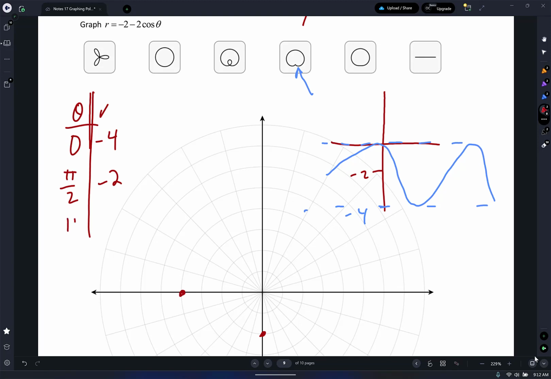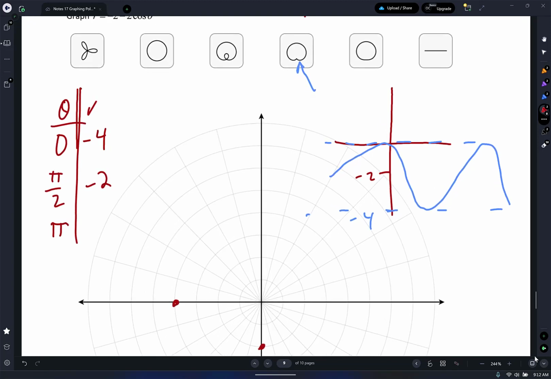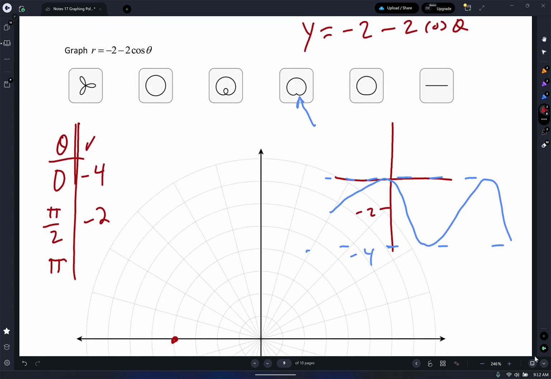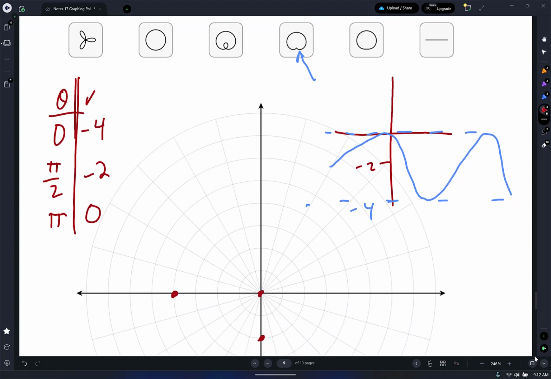I'm going to go to pi. Cosine of pi is -1. Negative times a negative is a positive. -2 plus 2 is 0. There it is. Boom. That creates that.